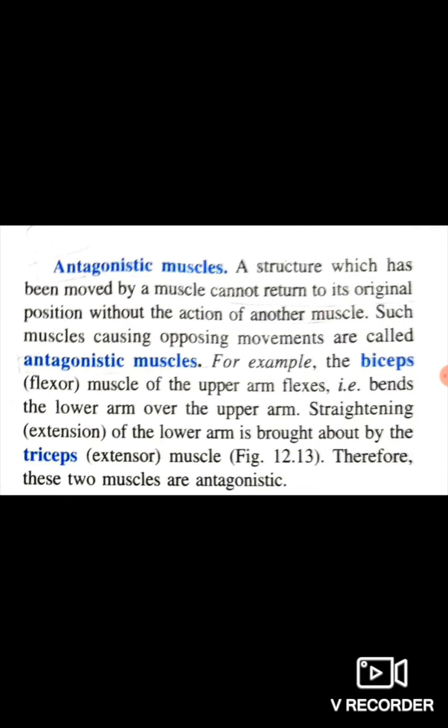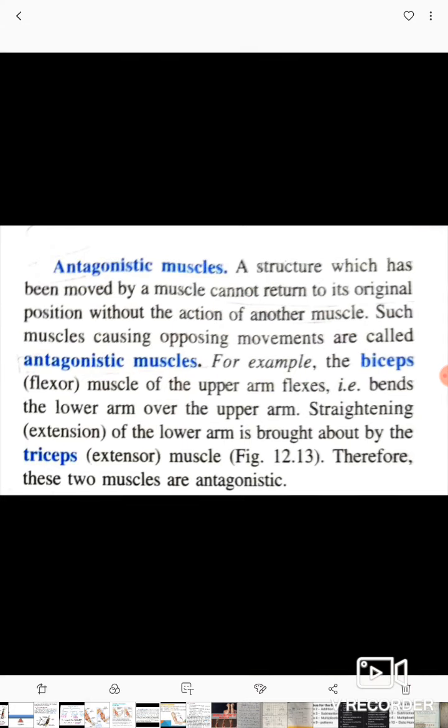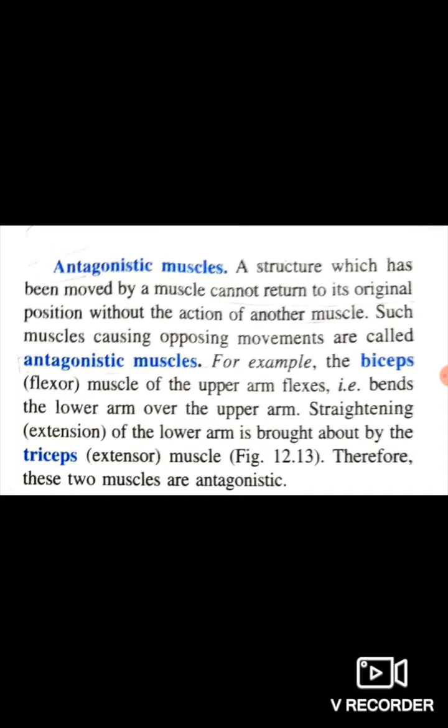What are antagonistic muscles? So here, the structure which has been moved by muscles cannot be returned to its original position without the action of another muscle. That is the definition of antagonistic muscles. What is the example here? It's a very famous name to you, biceps and triceps muscles.